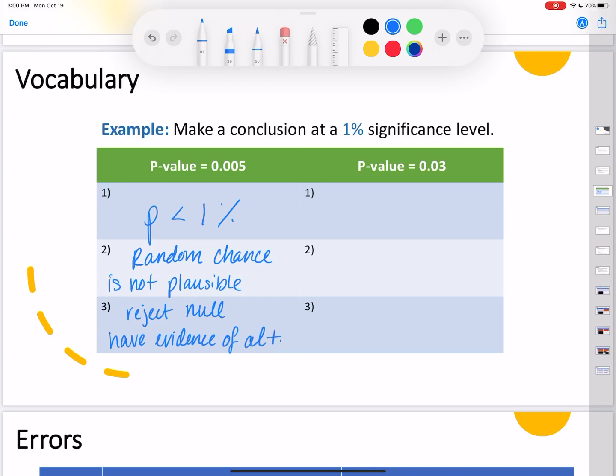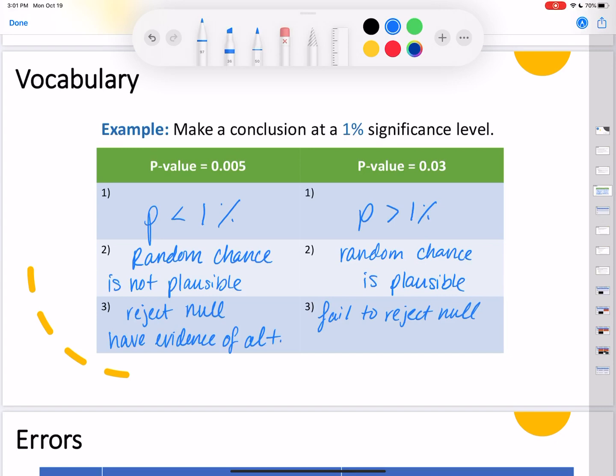If the p-value is 0.03, the p-value is greater than 1%. This means that random chance is plausible and we fail to reject the null and have evidence of the null.